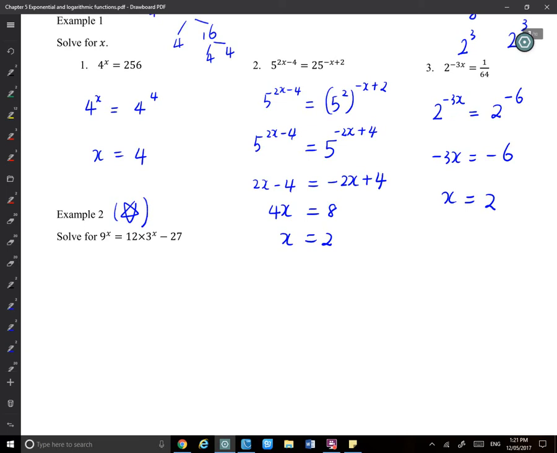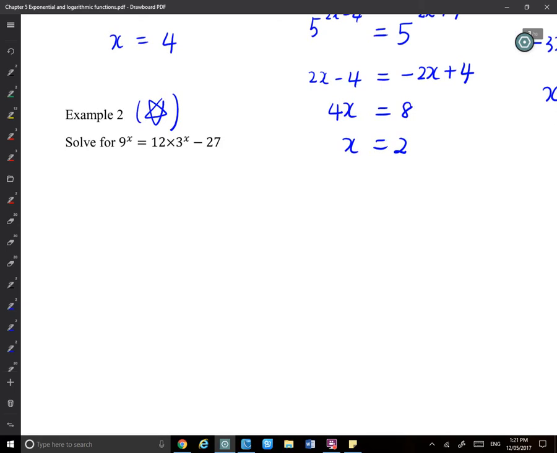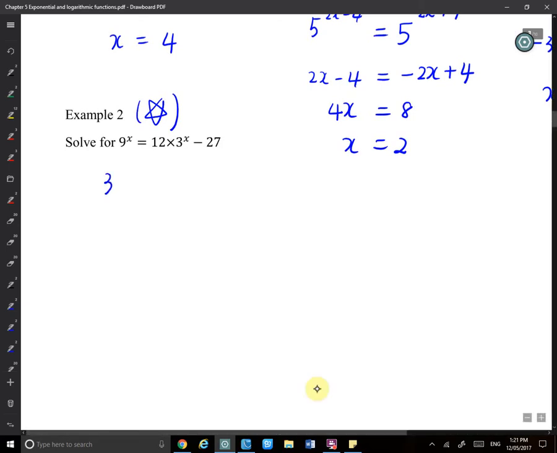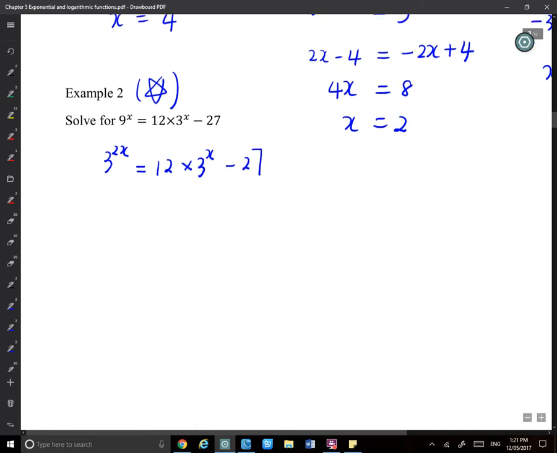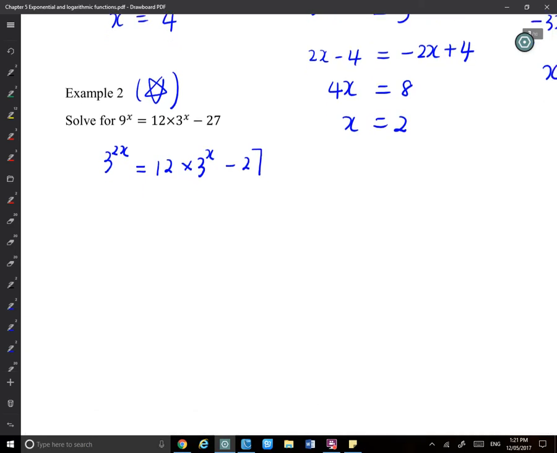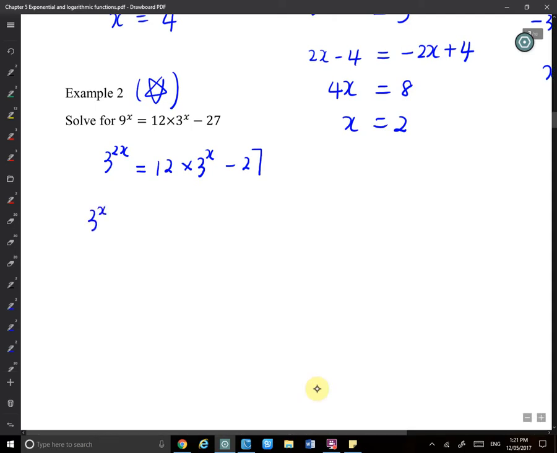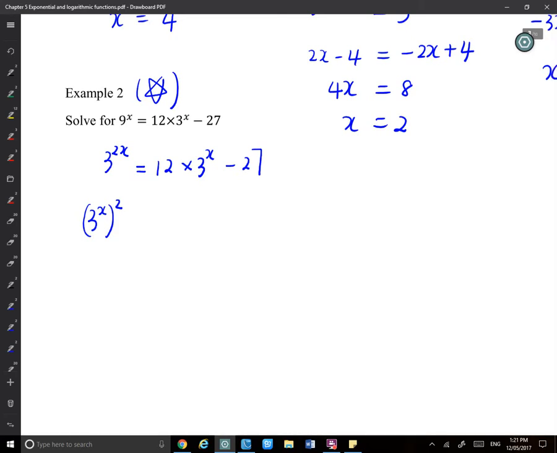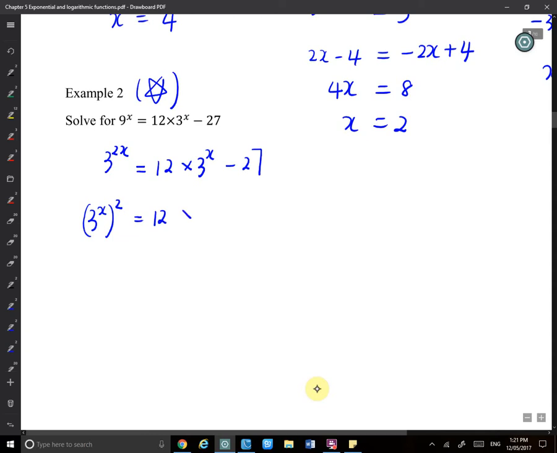This one is about changing variables. I want to change x to another variable. Why do I want to change it? Because this equation is not really familiar to me to solve. So what I can write is 9 to the power of x is 3 to the power of 2x, and this is 12 times 3 to the power of x minus 27. You have 3 to the power of 2x and 3 to the power of x. So what we'll have is 3 to the power of x, then to the power of 2, that equals 12 times 3 to the power of x minus 27.